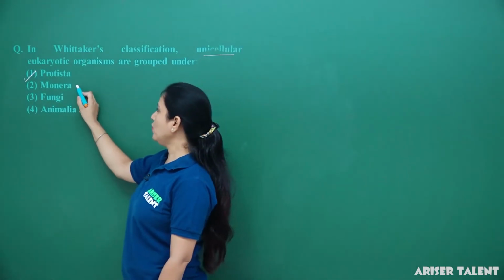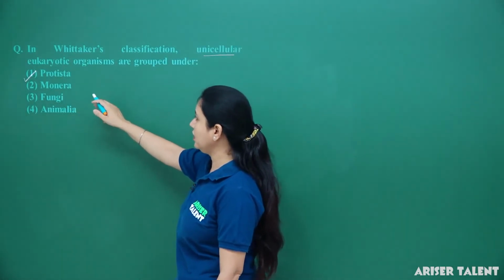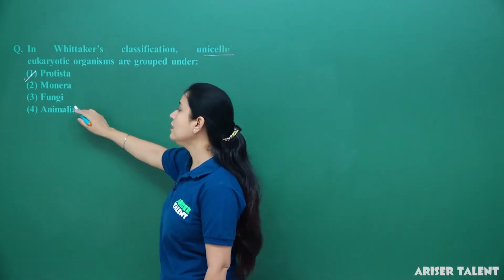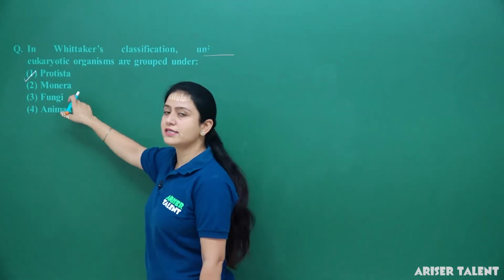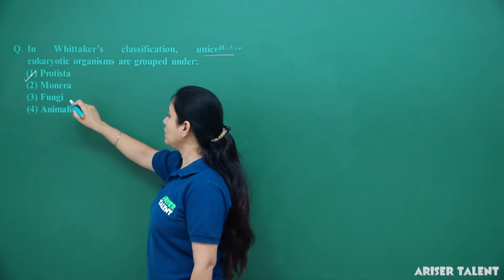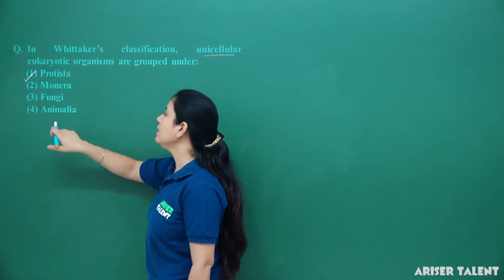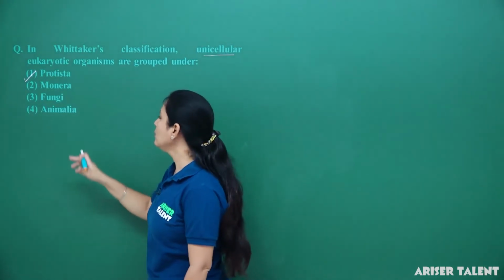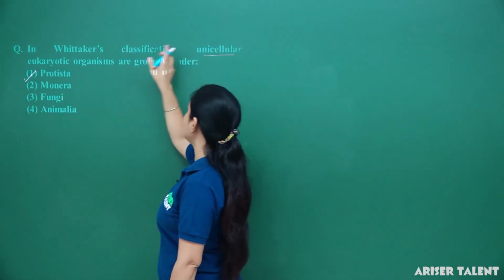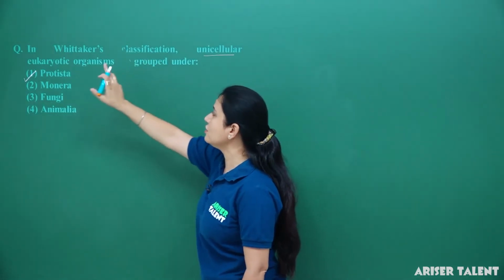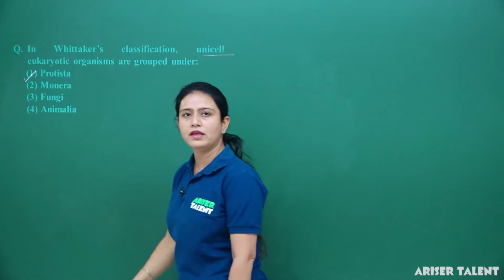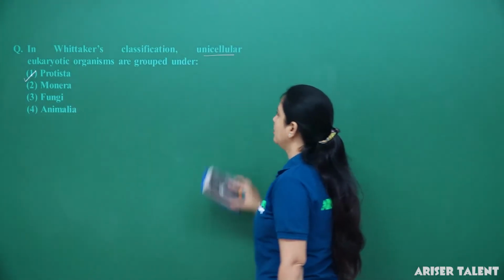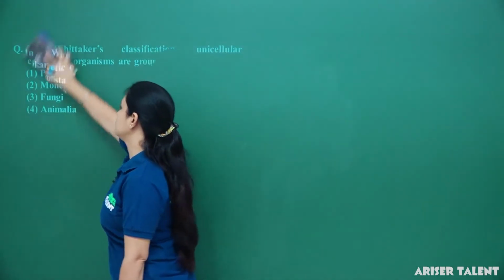Or we can say that Monera is prokaryotic, in which prokaryotic organisms are kept. In fungi, generally eukaryotic organisms featured with a non-green, chitinous cell wall are kept. Animalia is a totally different group. So according to the 5 kingdom classification of Whitaker, unicellular eukaryotic organisms are kept in the Protista group. Option A or option 1.